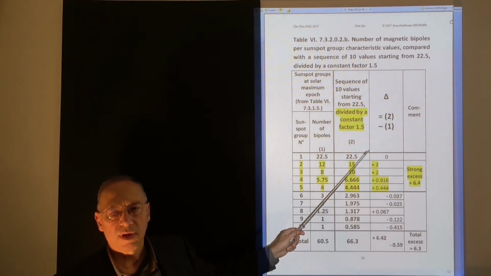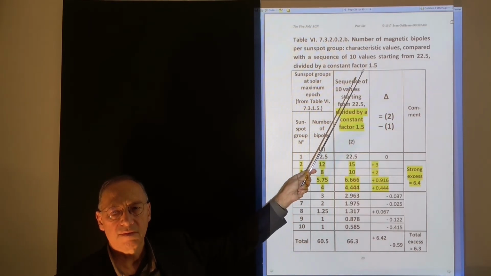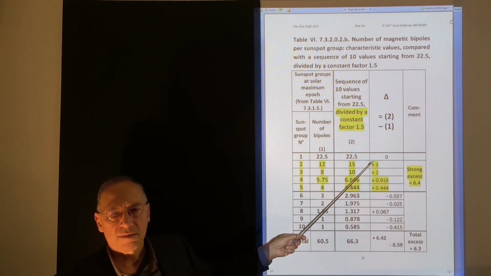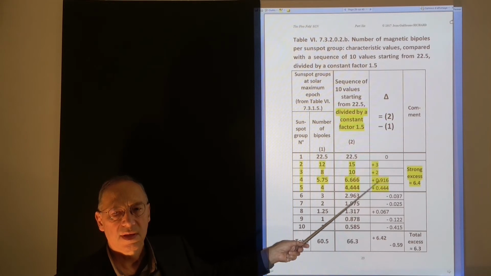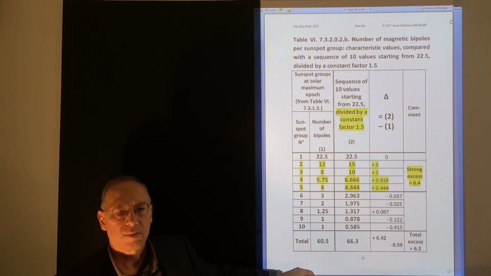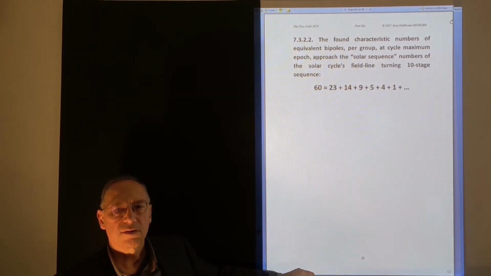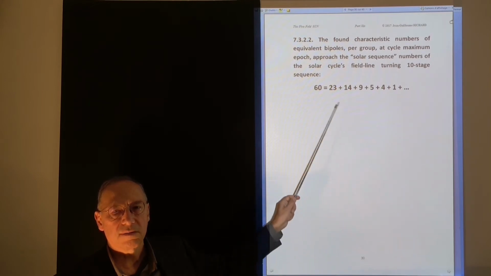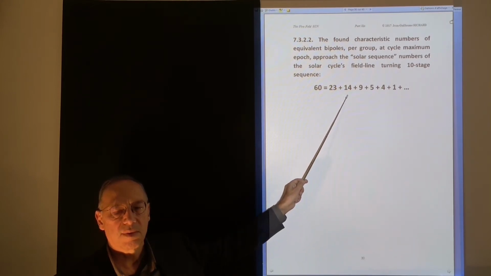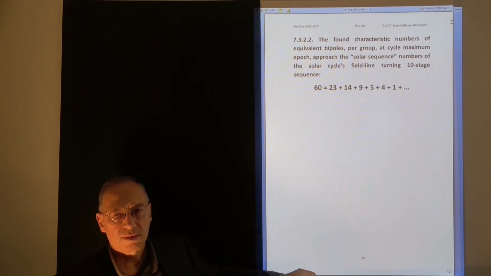This is the first try with factor 1.5. We see that we predict a number of sunspots per group, which is in a strong excess in the top of the distribution, more than +6 predicted B-poles. The total excess is similar, so that the entire excess is here in the top. This is not a good fit in this sense. And if we now try with 1.618, we find this sequence, 23 plus 14, etc., which is the solar sequence.